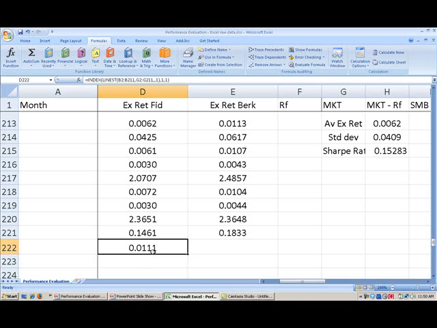We can calculate the beta for Berkshire as well. We just have to modify our formula for the market returns so that the cells don't change as we copy them across. So dollar signs go in.